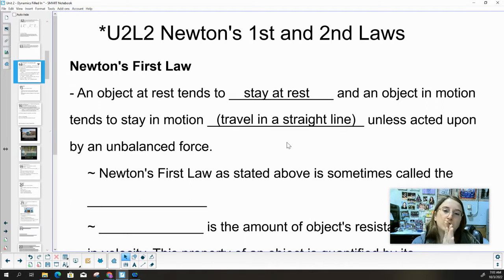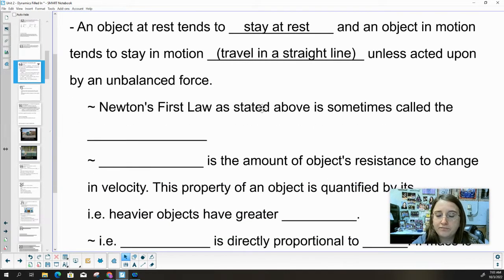When we say stay in motion, we mean in constant motion. So the direction is not changing and the magnitude of its motion is not changing. Both of those things mean stay in constant motion. If one or the other is changing, yes, then we're being acted upon by an unbalanced force. Either the direction or the magnitude of my motion can change, and that means that I'm being acted upon by an unbalanced force. We're going to clarify unbalanced force later.